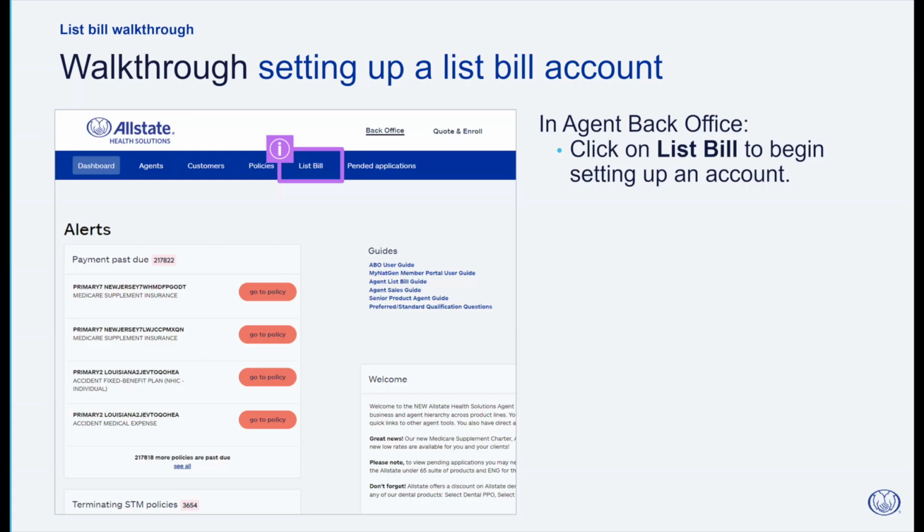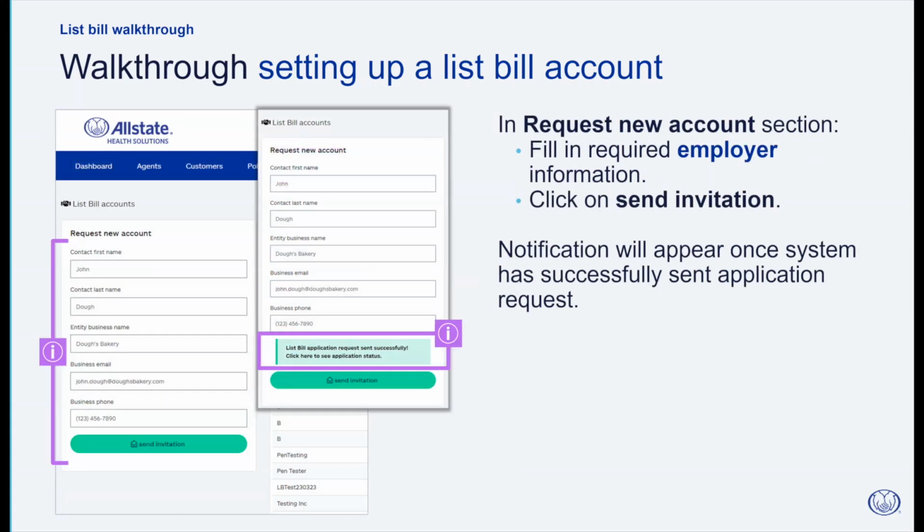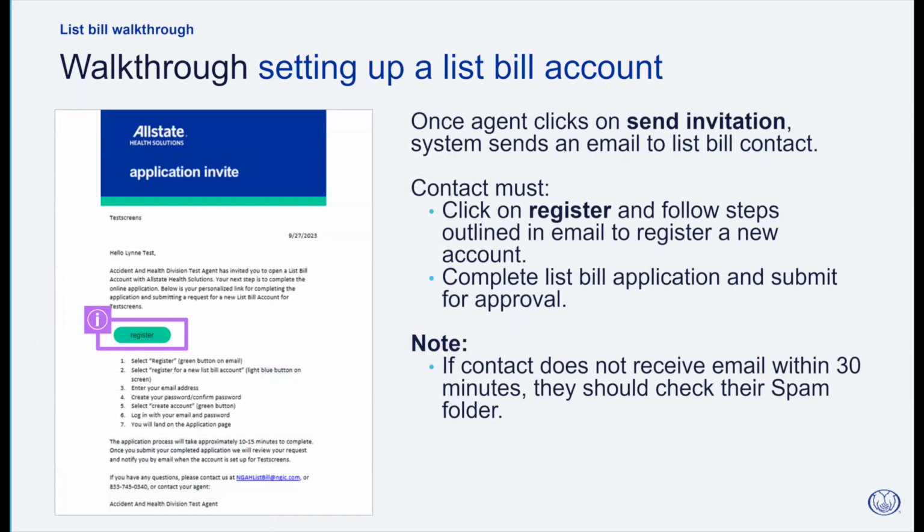You click on the list bill tab, and this is going to help us create that group we're talking about. From there, you're going to fill out some information on this group. Who's the group contact? Do they have a business name or entity name? You're going to put that in there, along with their email and phone number. Then you're going to send an invitation to list bill. That is going to trigger an email to this individual or group to start their list bill process.